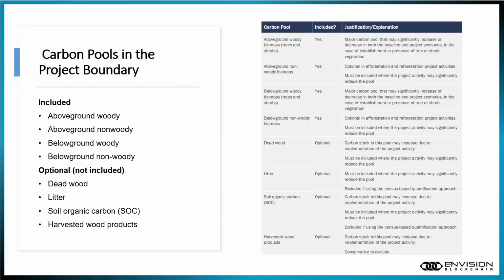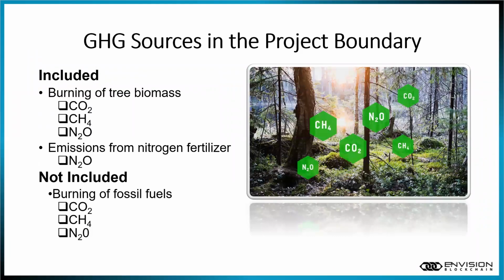The carbon pools accounted for in the project boundary include above ground woody, above ground non-woody, below ground woody, and below ground non-woody biomass. Optional pools, which are not included in this schema, are deadwood, litter, soil organic carbon, and harvested wood products. GHG sources in the project boundary include burning of tree biomass, carbon, methane, and nitrous oxide, emissions from nitrogen fertilizer, nitrous oxide, and not included are burning of biomass fuels, which are considered de minimis.